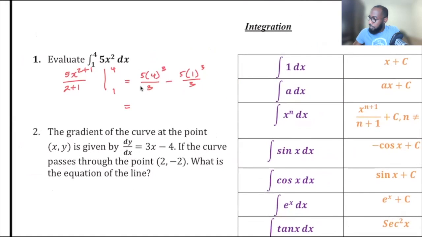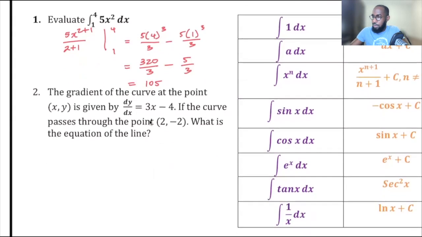So we have 4 to the power of 3 equals 64. 64 multiplied by 5 is equal to 320. So we have 320 divided by 3 minus 5 over 3. And that answer will give you 105. So that's the answer for this one. So we get 105 when we evaluate.